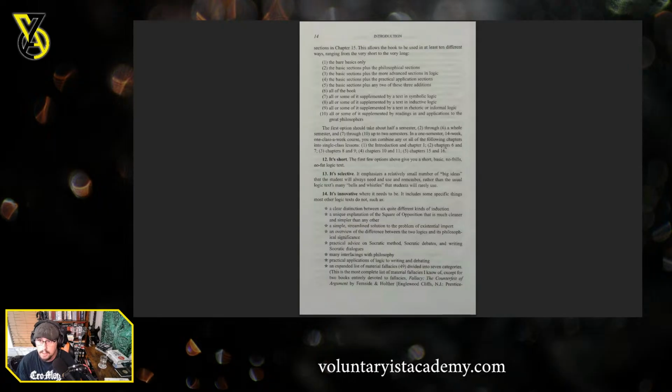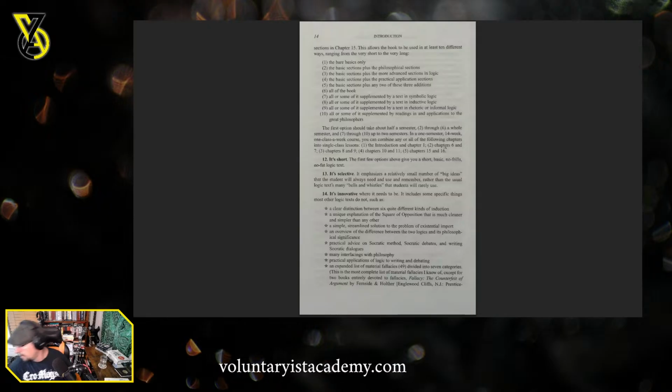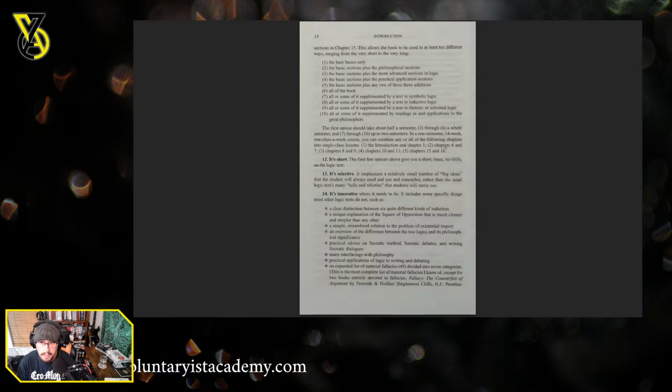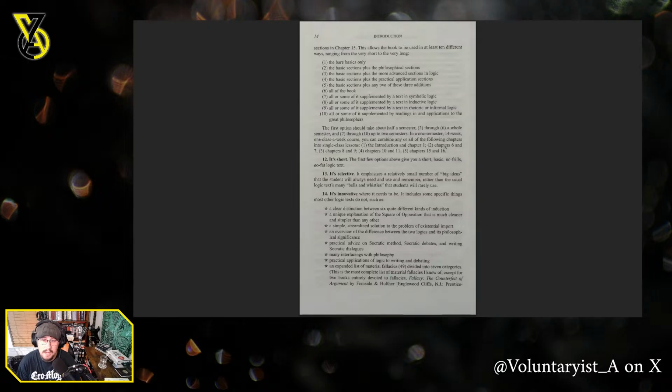This allows the book to be used in at least 10 different ways, ranging from the very short to the very long. Those 10 different ways: Number 1, the bare basics only. Number 2, the basic sections plus the philosophical sections. Number 3, the basic sections plus the more advanced sections in logic. Number 4, the basic sections plus the practical application sections. Number 5, the basic sections plus only 2 of these 3 additions. Number 6, all of the book.